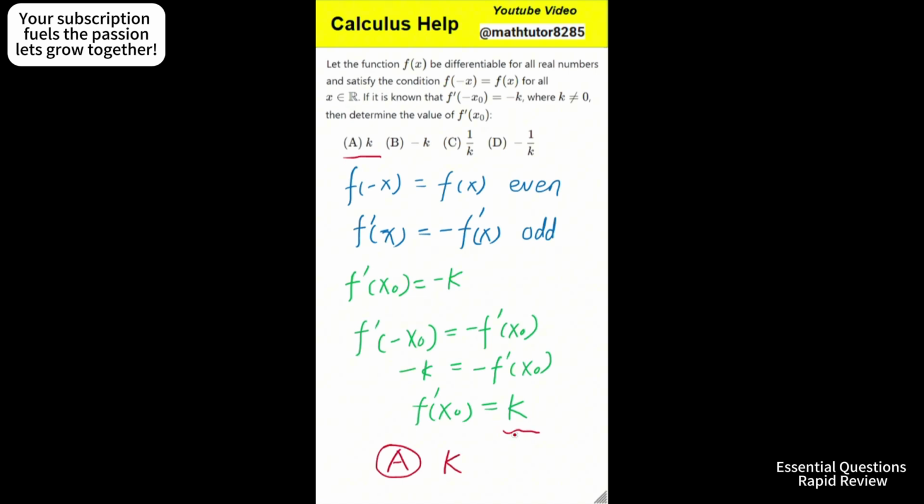Students often mistakenly assume that the derivative of an even function is also even, but that's incorrect. Just remember, if the function is even, its derivative is odd. That's the key. When the function is even, its derivative will always be odd. That means, to find the derivative at a positive x, just take the negative of the derivative at the negative x. That's it for this question solving.